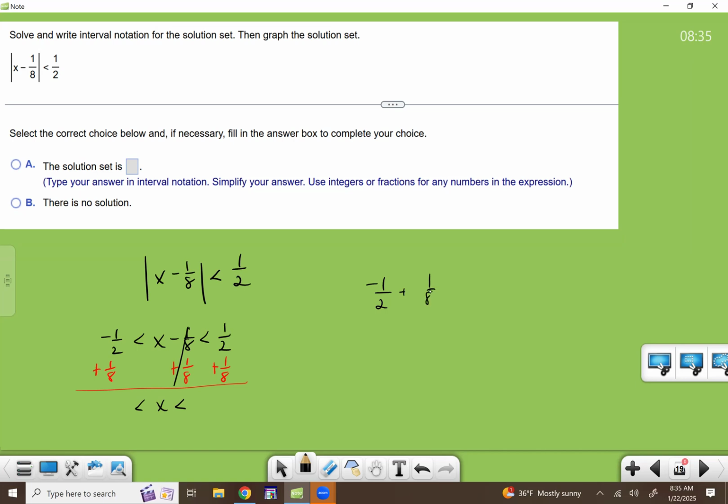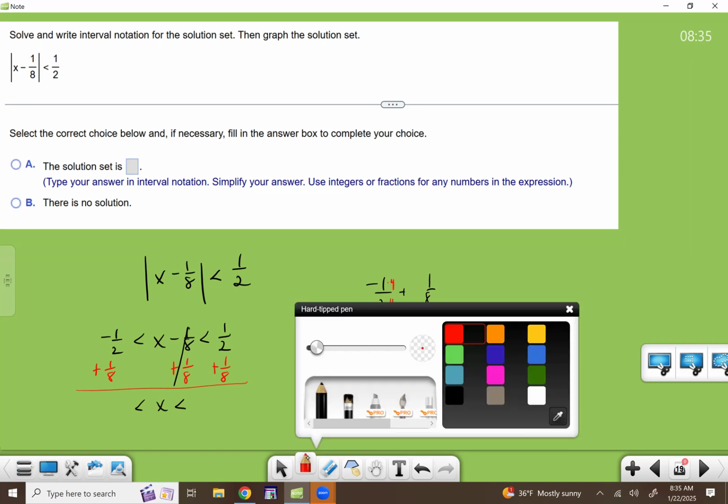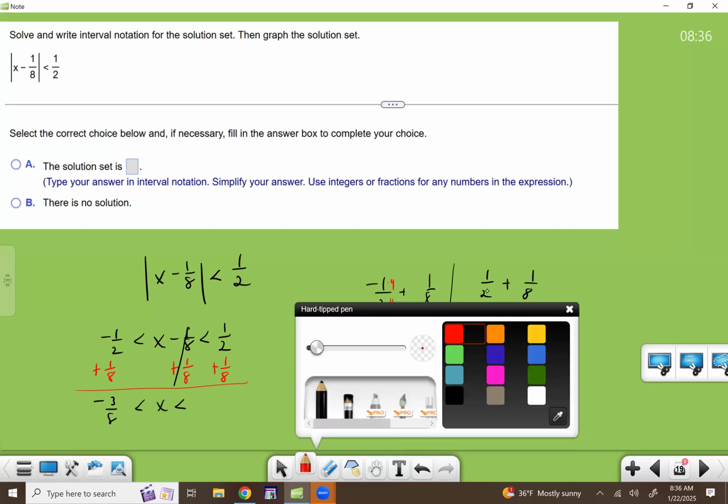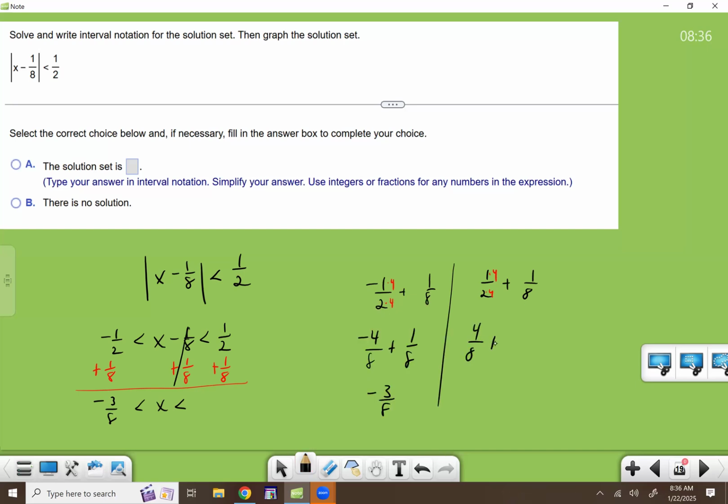But in order to combine those, we're going to have common denominators. So I'm going to multiply by 4 to the top and bottom of that first fraction, creating an equivalent fraction. 4/8 is still a half, but an equivalent fraction with the same denominator. So negative 4 plus 1 is negative 3. So this side is going to be negative 3/8. Now let's do the 1/2 plus 1/8. Same deal. In order for me to add fractions, I need common denominators. So I'm going to multiply by 4 again. So we get 4/8 plus 1/8, which is 5/8.